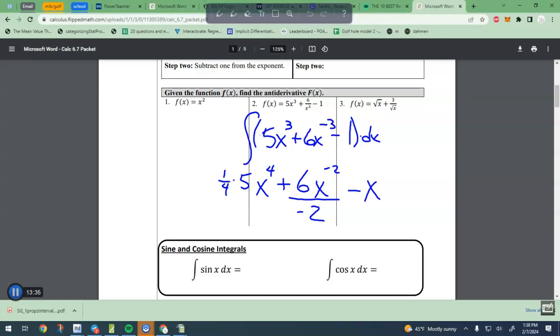What do I still have to do? Plus C. You gotta put the plus C. Because the original function might have been this plus 1, this -10, this plus pi, whatever. We don't know that. That's an acceptable answer, actually. If you wanted, the multiple choice options would probably write it like 5/4 x to the 4th minus 3x to the -2nd minus x plus c. But this is fine. Questions on 2?